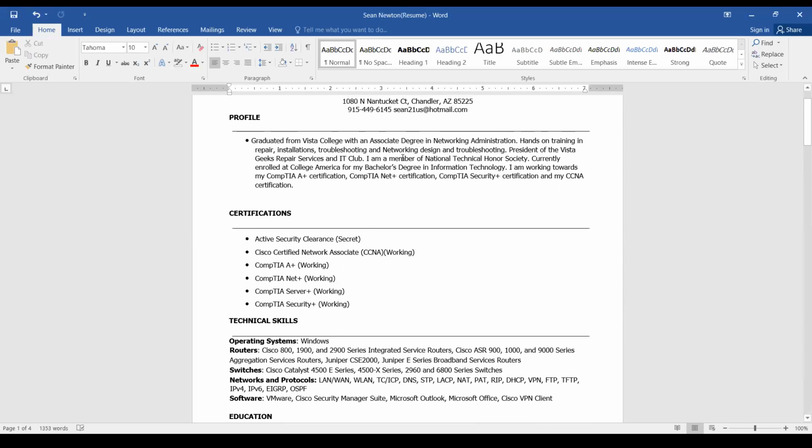But working toward these things, the certifications, I would just say working toward numerous security certifications. As I said, the security clearance is only important if the job that you're looking for is going to require such a thing, and a lot of jobs do.